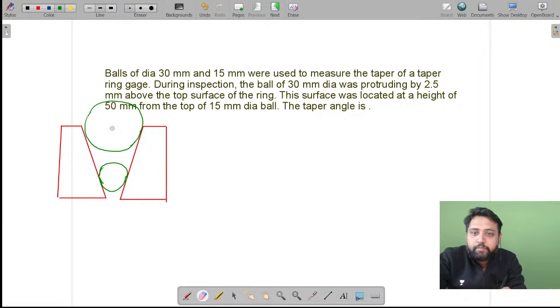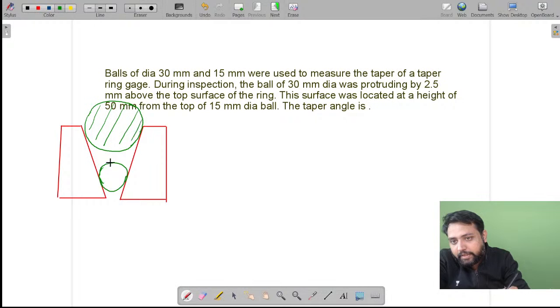30 mm diameter and 15 mm diameter, two balls were used. This is one of the balls, that is 30 mm dia, and that is another ball which is 15 mm dia. They said that the 30 mm dia ball was protruding by 2.5 mm above the top surface of the ring. So this here is like 2.5 mm.